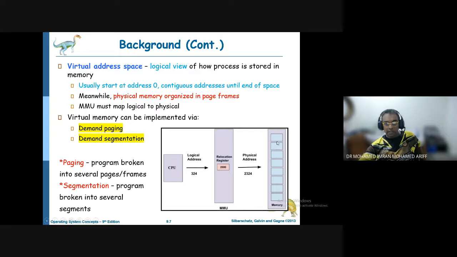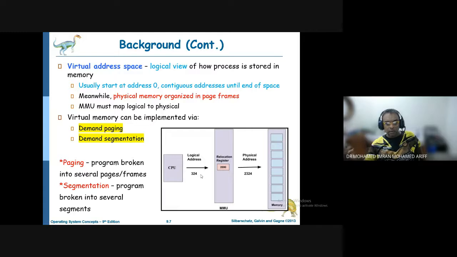Contiguous bermaksud bersebelahan. Okay, so these files can be broken. Kalau you are using paging, the program is broken into several pages or frames. Okay, so program 2 is broken down into several pages, or what we say as frames. Okay, that is demand paging. Kalau demand segmentation, the program is now broken into several segments. Segment 2 is like several modules lah.